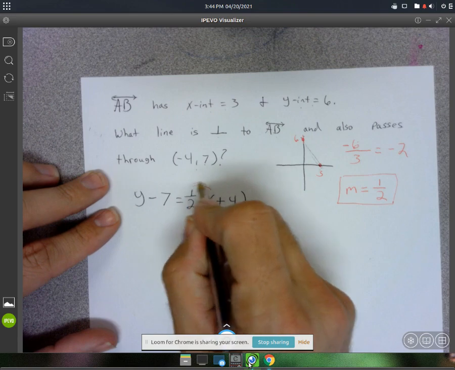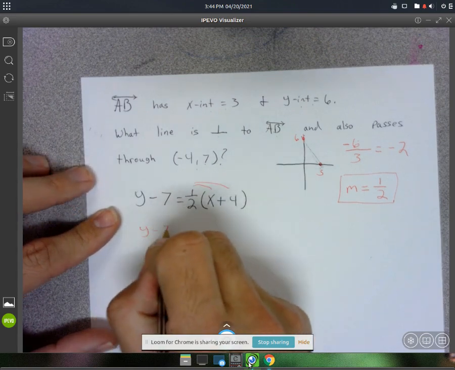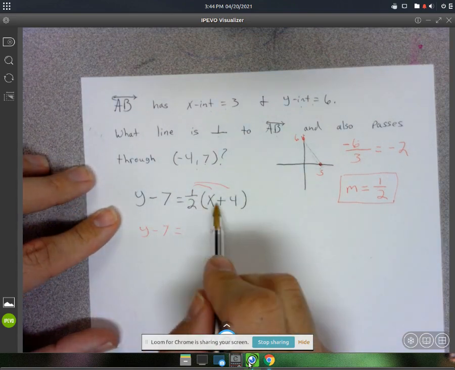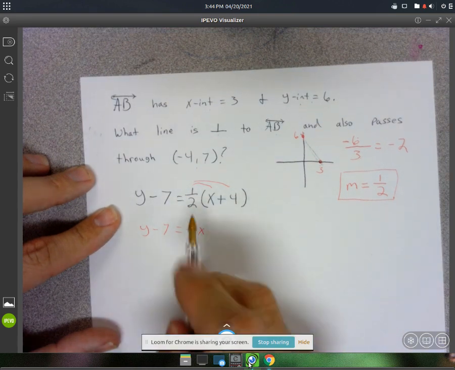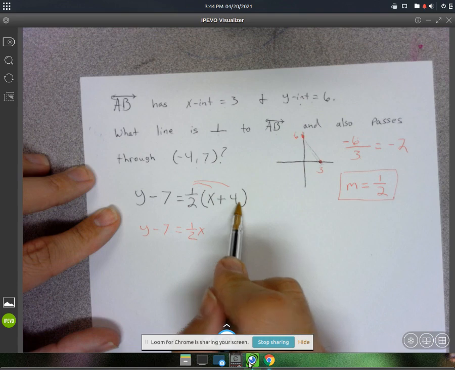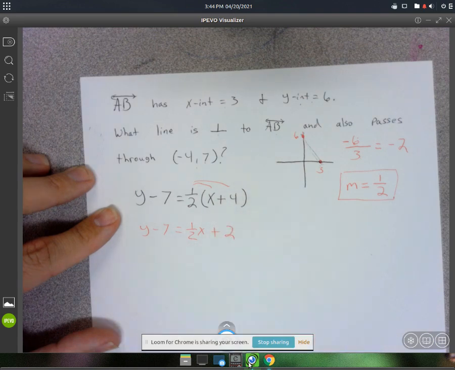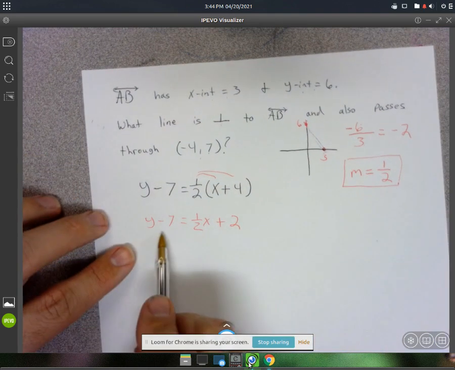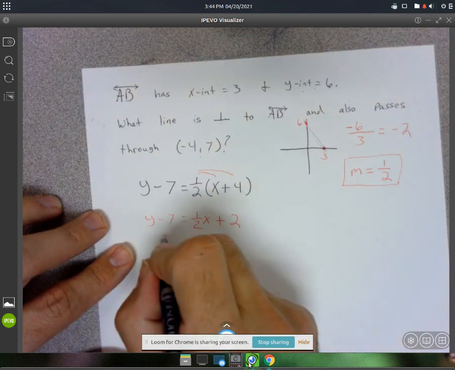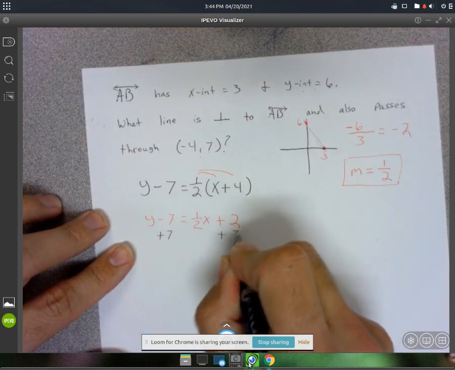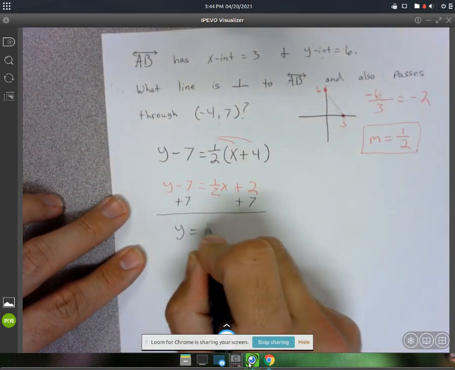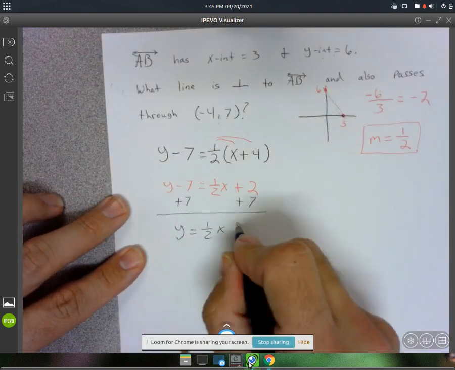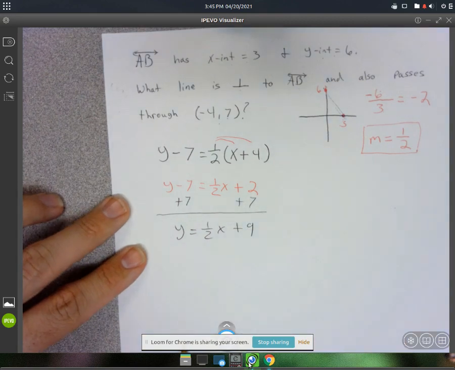All right, distribute our 1/2. This will be 1/2 times x, 1/2 x. And then we're going to do 1/2 times 4, which is going to be positive 2. And then we got to move that 7 over. Plus 7, plus 7. And we get y equals 1/2 x plus 9. And that would be it.